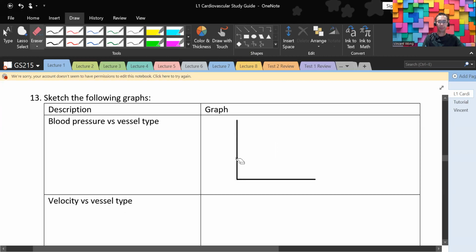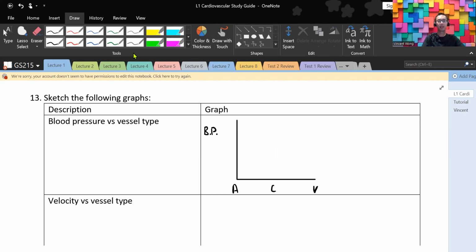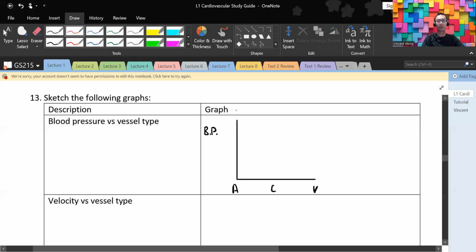On the y-axis here, we have blood pressure. On the x-axis, we would have artery, capillaries in the middle, and veins. Okay. So generally speaking, for blood pressure and vessel type, you will have the highest blood pressure at the beginning, and then it's going to come down like that.